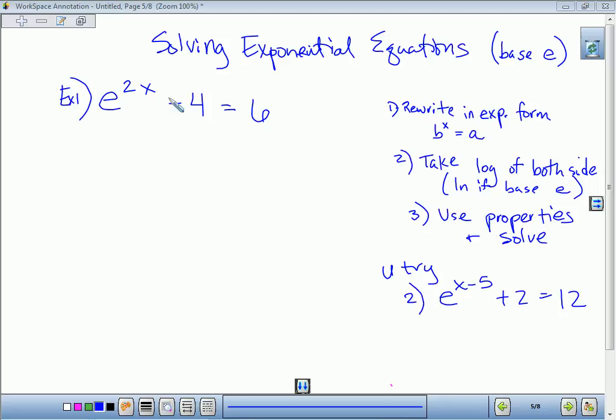Is that -4? It is. I left the pen in the wrong spot.